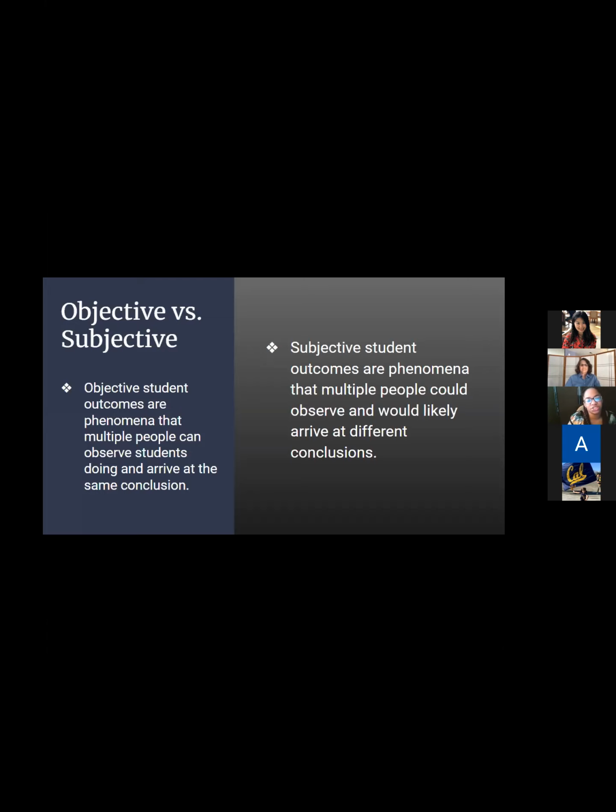Now, when you look at subjective outcomes, these are the phenomena that multiple people could observe and potentially arrive at different conclusions. And when you're doing subjective assessment, you are trying to answer questions like, have we helped students develop leadership skills, or have we helped them develop life skills? Are students engaged? Do they feel like they belong? Or have we helped them develop an appreciation for diversity? So those are those big questions.